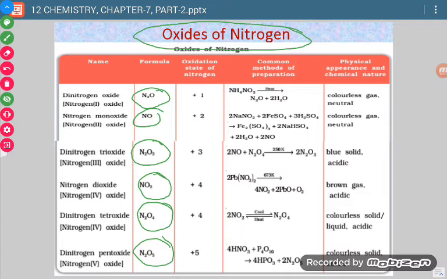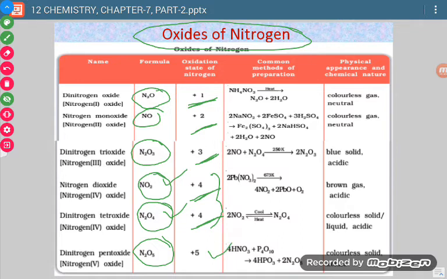There is a difference in the oxidation states of nitrogen. When we talk about N2O, the oxidation state is plus 1. In NO it is plus 2, for N2O3 it is plus 3, for NO2 and N2O4, actually N2O4 is a dimer of NO2, so there is a similar oxidation state and it is plus 4. In case of N2O5, the oxidation state is plus 5, okay.